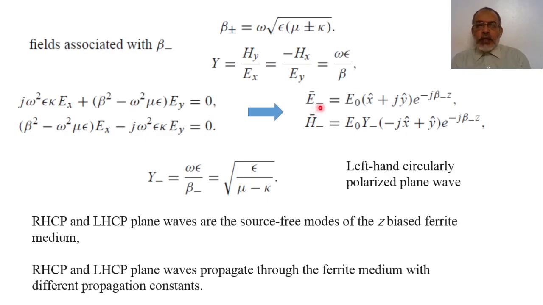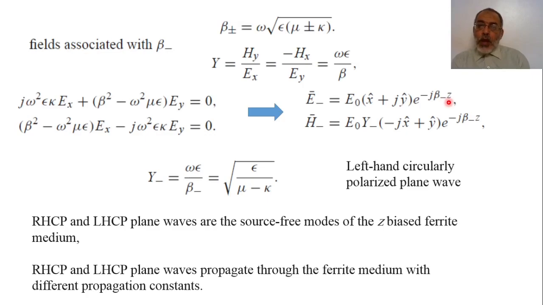So in this case, the total electric field for beta minus, we are going to call it E minus, would be E naught in X direction plus j E naught in Y direction, which is actually a left-hand circular polarized wave, and it will be propagating with the propagation constant e to the power minus j beta minus Z.